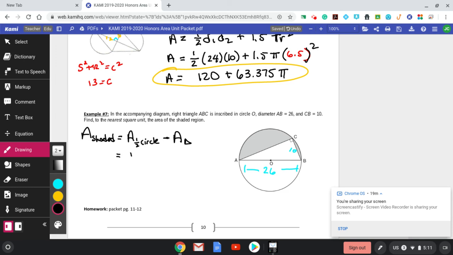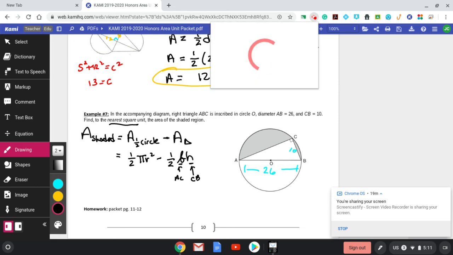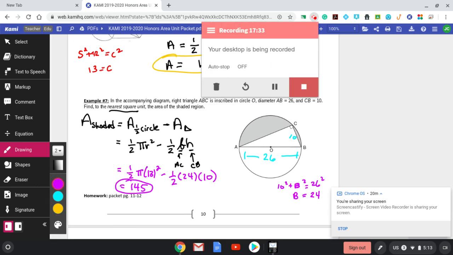So that's my plan right now. I'm going to do 1/2, because it's a half a circle, pi r squared minus 1/2, because it's a triangle, base times height. And remember, since this is a right triangle, the base and the height are the legs, AC and CB. Okay, so that'll be AC, that'll be CB. So go ahead, pause the video, see if you can find those values, and then round it to the nearest square unit. Get after it. Write it out. Don't just write down my work.